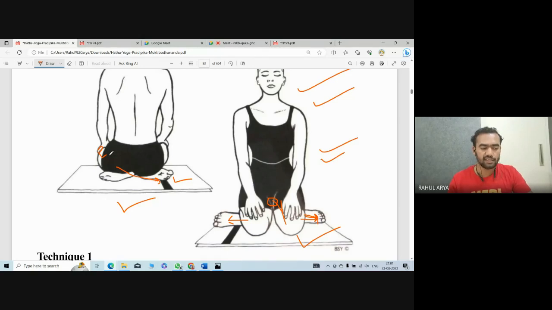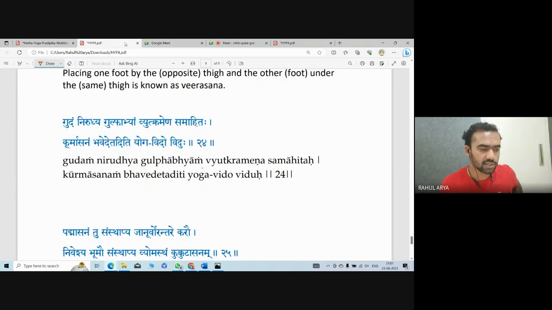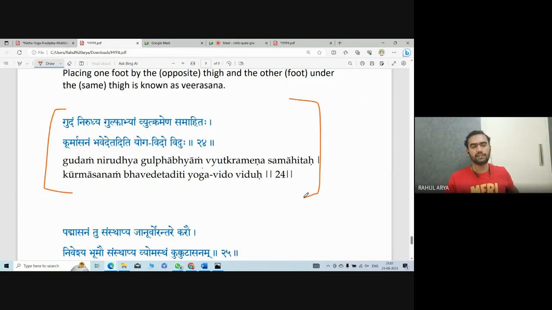You can see in this diagram also that the heel is under the anus region. That's why a few recommend this posture. It is Koormasana, but most of the yogis follow this asana. It is Koormasana. Clear? Because Sanskrit is a coding language, that's why we are facing these kinds of conflicts. Clear?